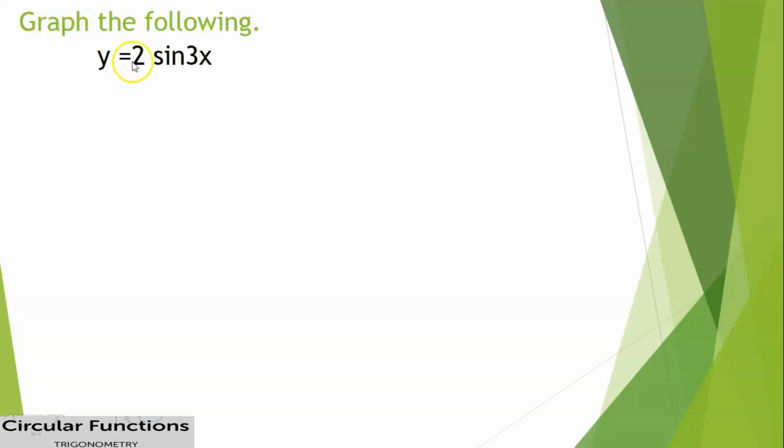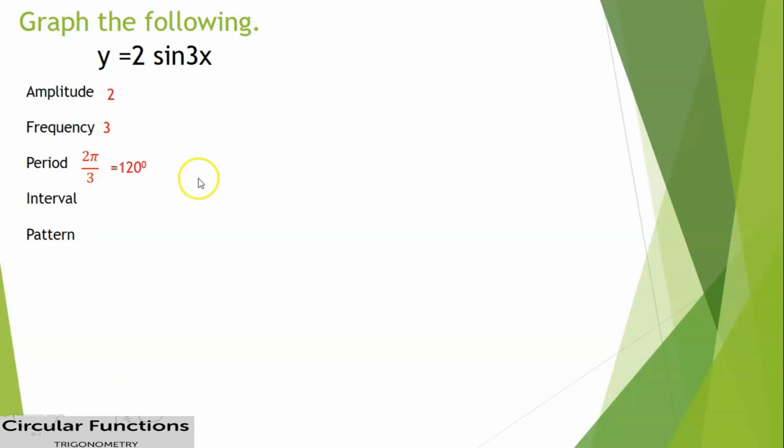Okay, graph the following: y is equal to 2 sine 3x. In this case, let's identify this. The amplitude is 2, the frequency is 3, and the period is 2 pi over 3, or 360 degrees over 3. The result here is 120 degrees. To get the interval, it's the period divided by the constant 4, so that would be 30. To get the succeeding intervals, just keep on adding 30 degrees. The pattern for the sine graph is intercept, maximum, intercept, minimum.